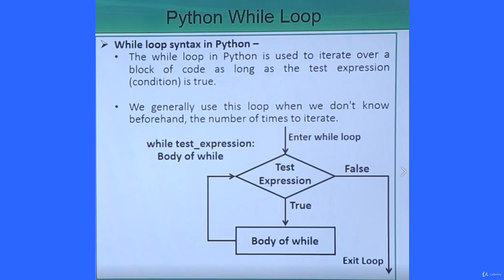So here is the respective body. There is a while test expression. Don't forget to give this colon there and then the body of while. There is one indentation that will indicate that these are the statements which will be under this while. So on entering the while loop, the control will come to the test expression. If the expression is true, then the body of while will get executed. Again the test expression will be tested, and if the expression is false, then it will exit from the loop. So in this way the Python while loop will get executed.